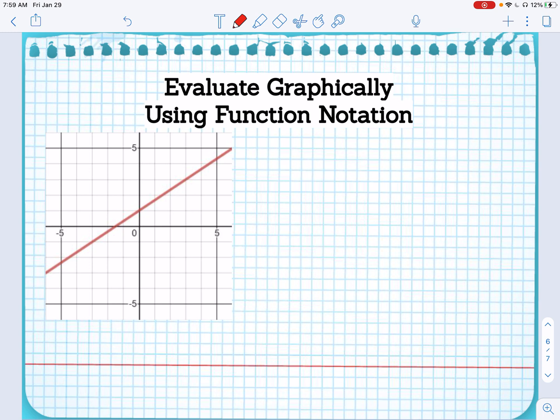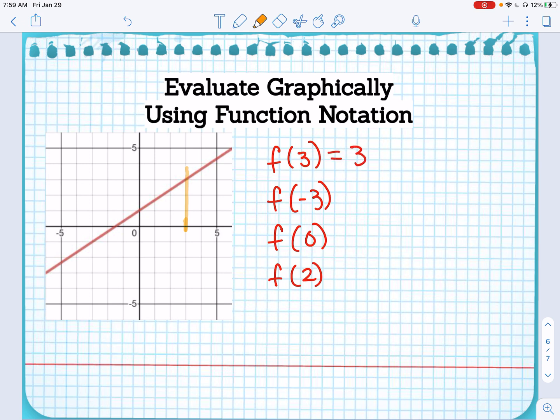Over here, how about we evaluate for f of 3, f of negative 3, f of 0, and f of 2. So f of 3, when x is 3, y is 3. When x is negative 3, y is negative 1. When x is 0, y is 1.